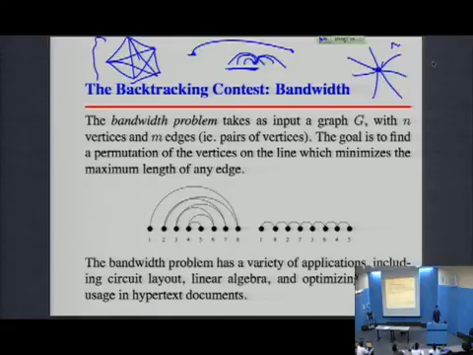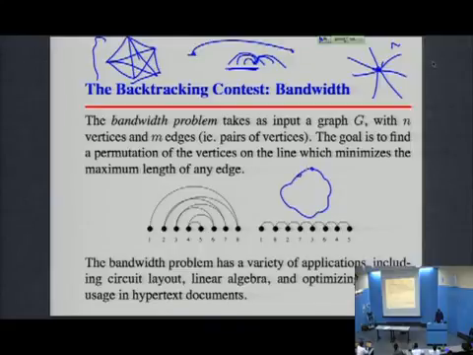Any other questions about what the bandwidth problem is? If you do not understand what the bandwidth problem is, you have no hope of solving it. So make sure you understand it, and if you have any specific questions about it, let me know. What about a cycle? Here's an interesting example. Suppose I give you a cycle.